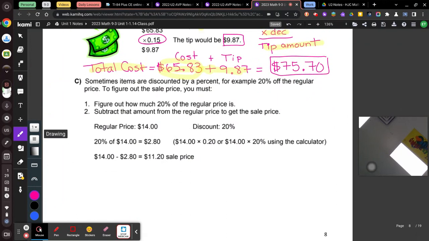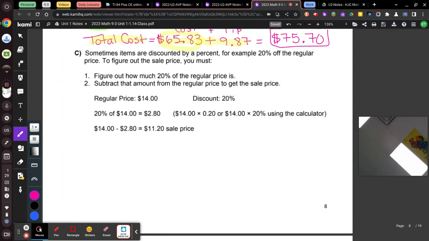All right, let's take a look at C. So C tells us sometimes discounts are figured out 20% off of a price. So this is where we need to figure out, and there's different ways of doing it. These are called our percent statements. So we're going to write down here, these are our percent statements. And there's 3 of them.